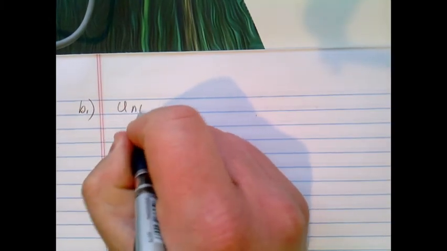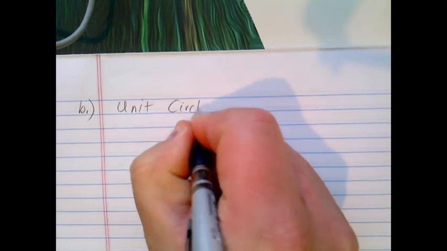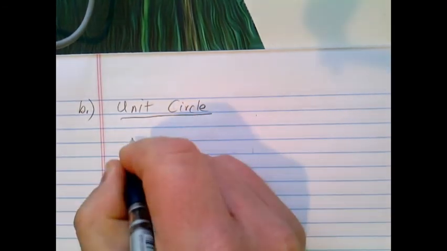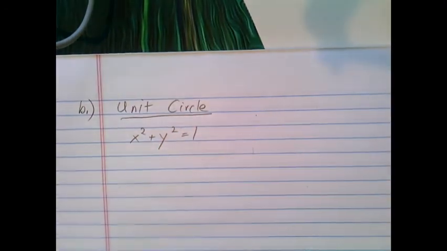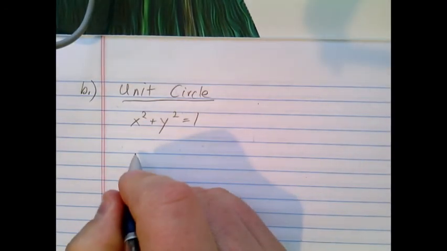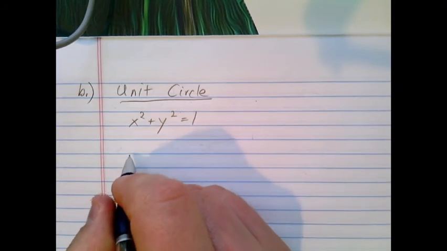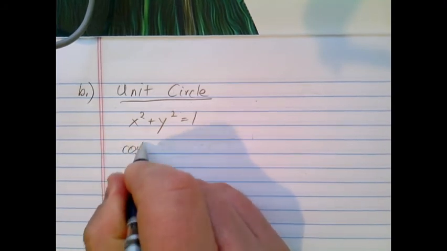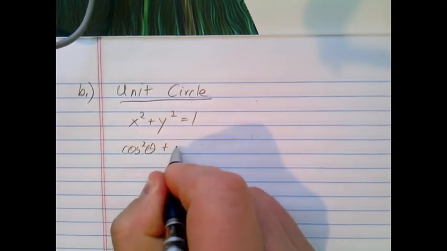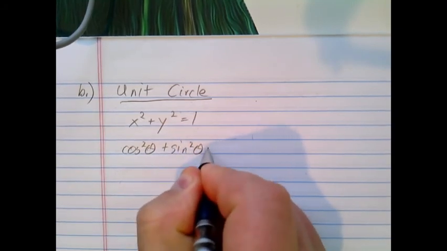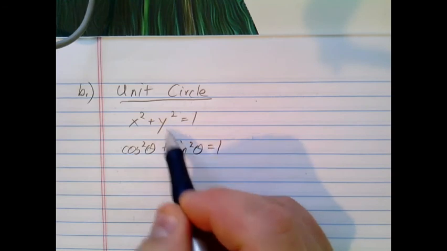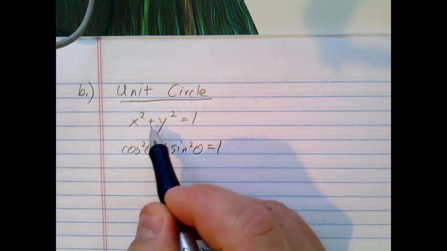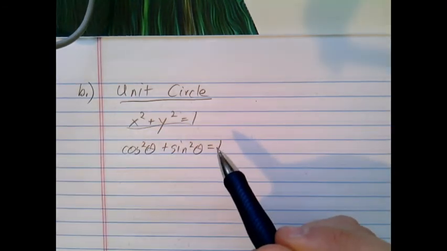Well, for the unit circle, the standard equation was x squared plus y squared equals 1, and we matched that up with one of our Pythagorean trig identities, which was cosine squared theta plus sine squared theta equals 1, and we said, hey, if we let x be cosine and y be sine, that'll give us a parameterization that satisfies this equation.